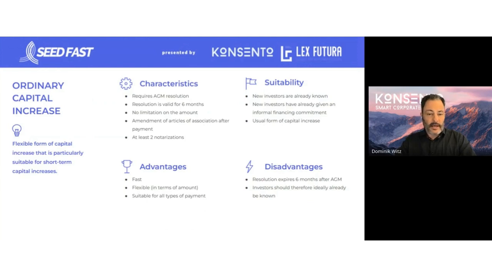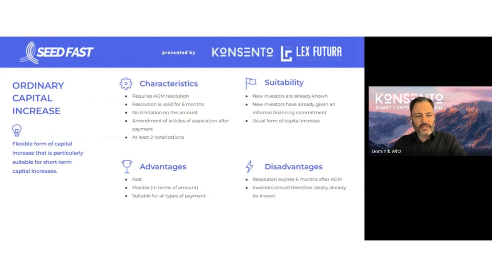And then the amendment of the Articles of Association is only after the payment of the capital, which means at the very end of the process. This also gives some flexibility, as the Articles of Association only need to be changed once in the whole process of the ordinary capital increase, whereas still 2 notarizations are necessary, one of the AGM resolution and then the second one after closing the round.